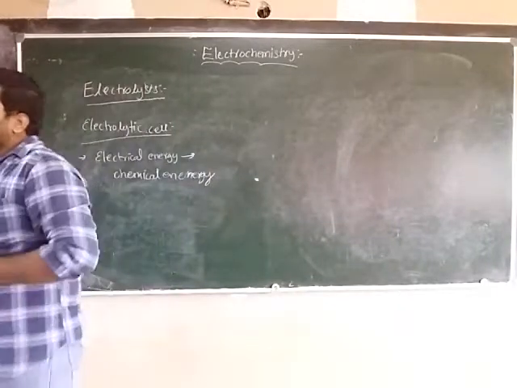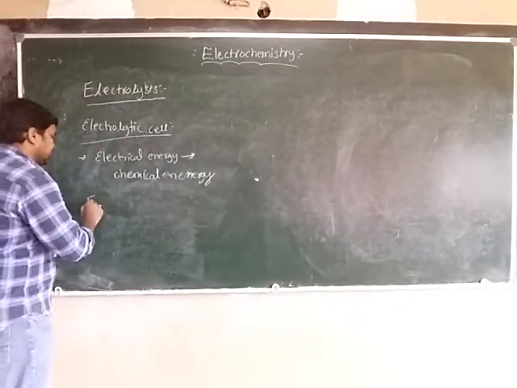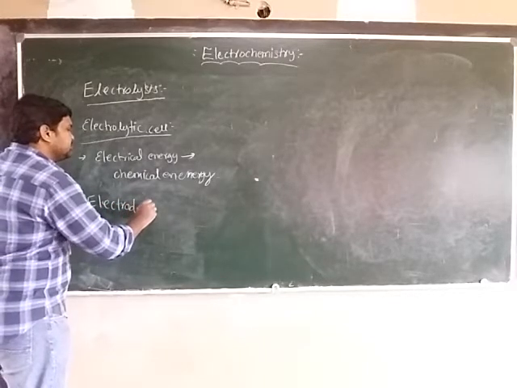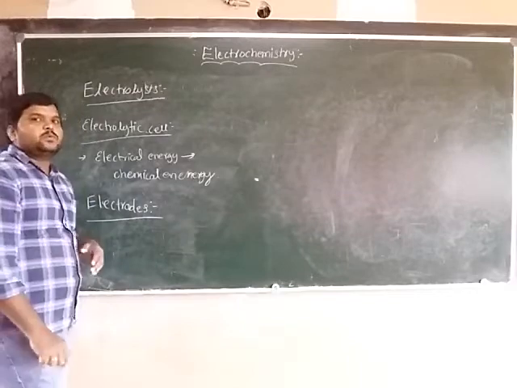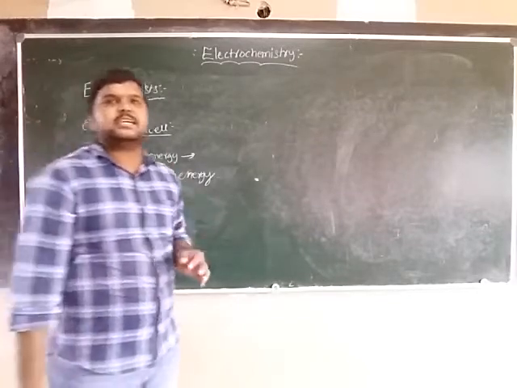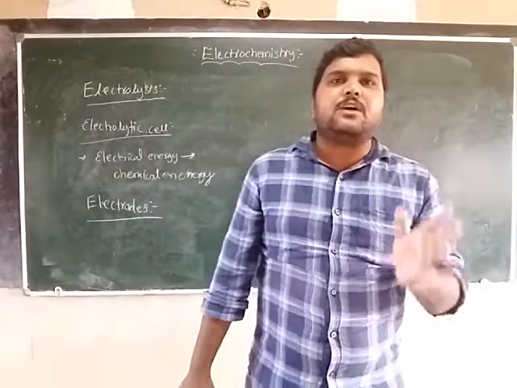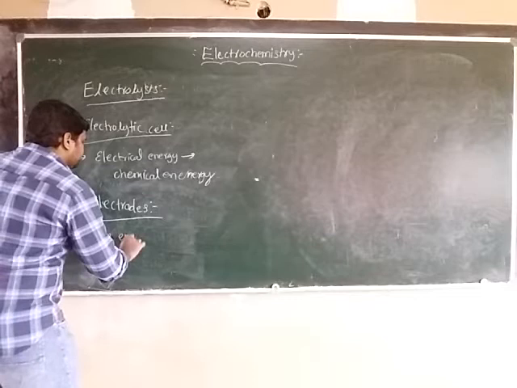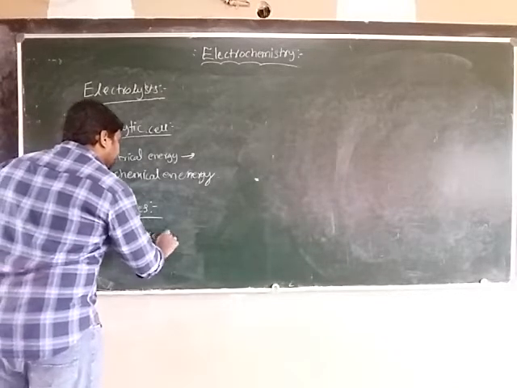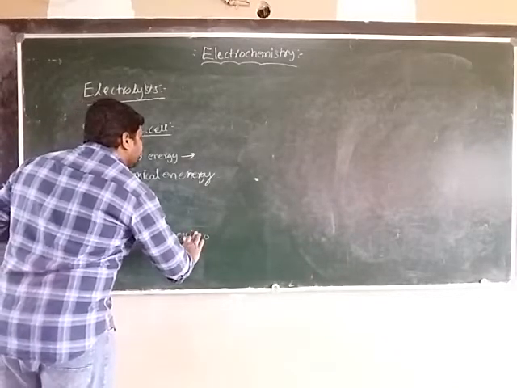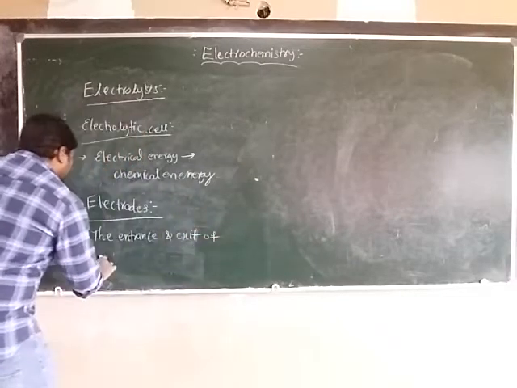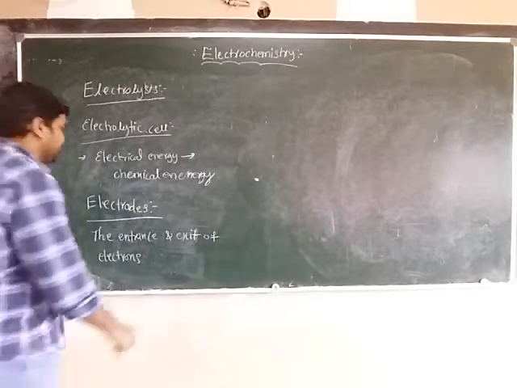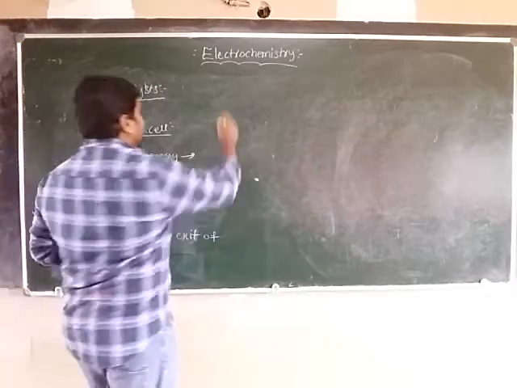Next, in that cell we use electrodes. So what are the electrodes? Simply we can say, the entrance and exit of electrons. The entrance and exit of electrons is called electrodes.